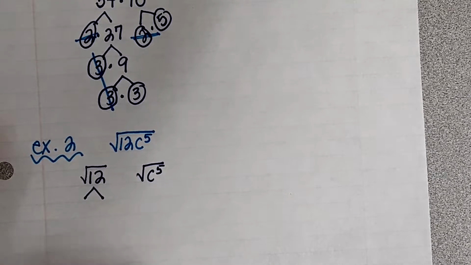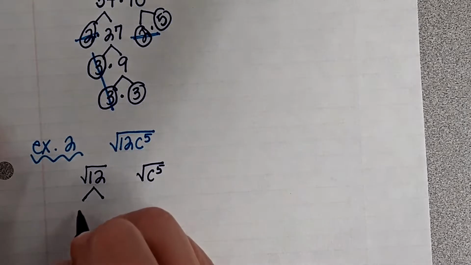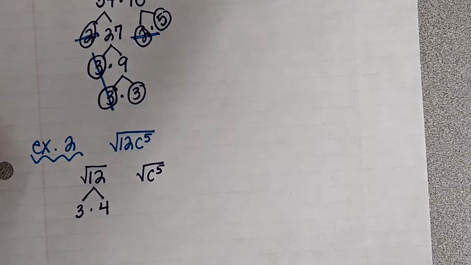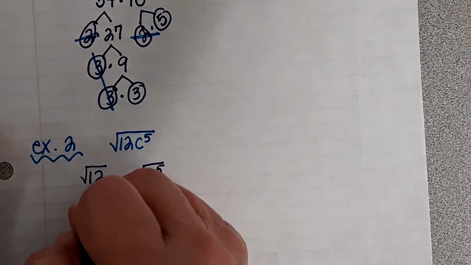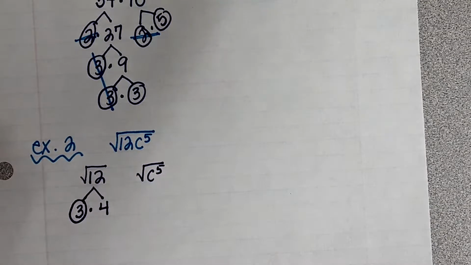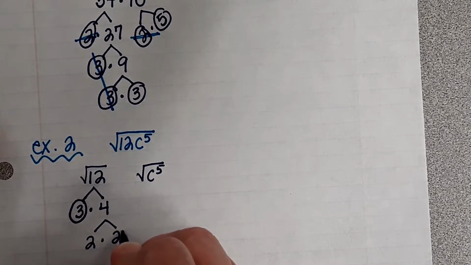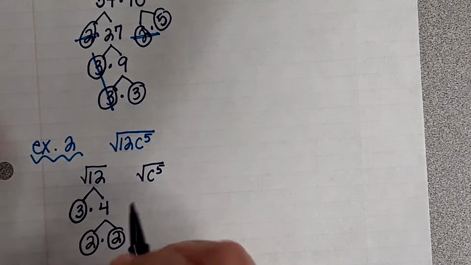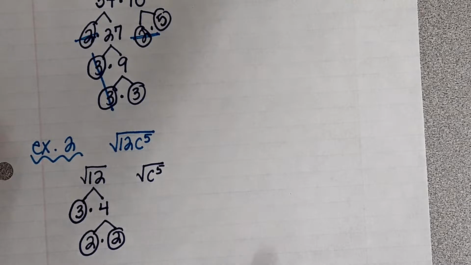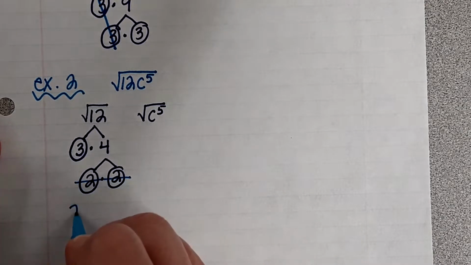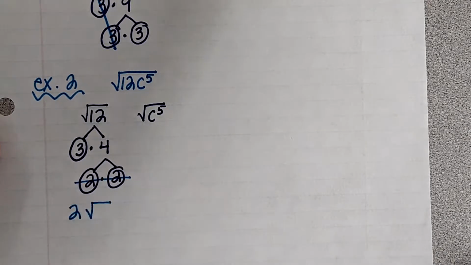What are two numbers you can multiply to get 12? 3 and 4. Okay. If you thought of 2 and 6, you can use that one as well. You do not have to start with the 2 that I gave you. Okay, what are two numbers you can multiply to get 4? 2 times 2. Okay. What do I have a pair of? Okay. So that's going to be 2 square roots of what?